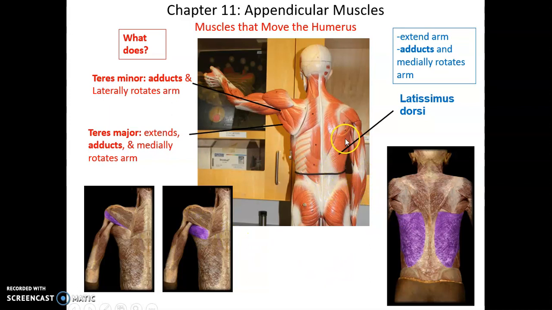Then we have this huge sheet of a muscle on the lower back called latissimus dorsi. Clearly, its origin is along the vertebral column. It inserts into the humerus, and it can extend the arm, adduct the arm, and medially rotate the arm. Again, all these motions are coming from the shoulder joint.